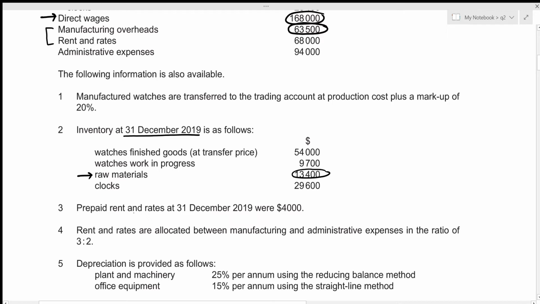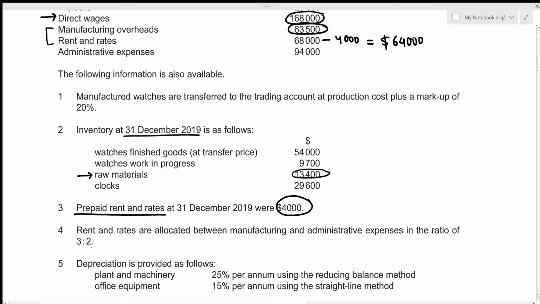So prepaid rent and rates at 31st December 2019 were 4,000, meaning that this 4,000 relates to future rent and rates, which should not be included in our current expenses, right? So we need to subtract this value of 4,000. So this gives our rent and rates for this year to be 64,000.